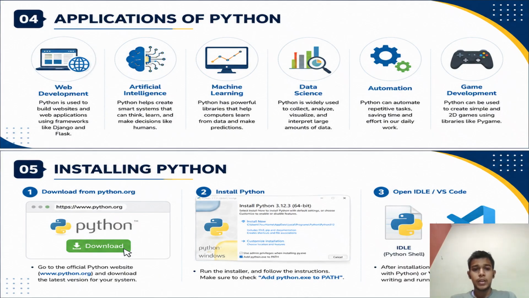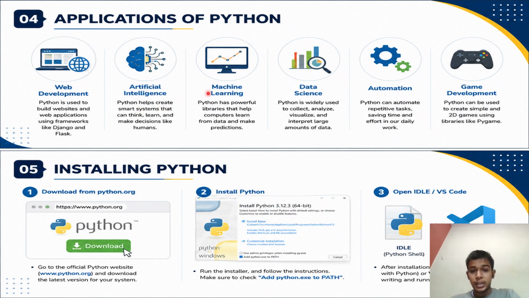Now we are going to cover the topic of applications of Python, and we are going to see how to install Python. Now, applications of Python. Let's look at some of the major applications of Python. Python is used in many different industries because it is powerful, simple, and versatile. First is web development. Python is used to build web applications with frameworks like Django and Flask. Second is artificial intelligence. Python helps create smart systems that can think, learn, and make decisions similar to humans.